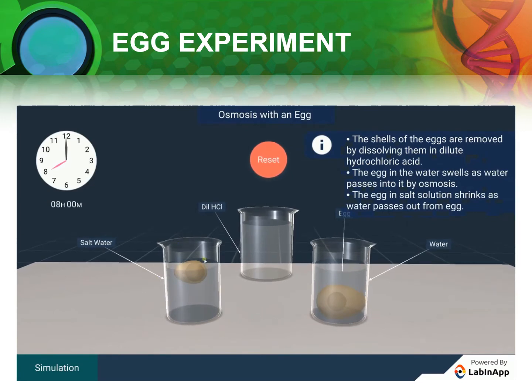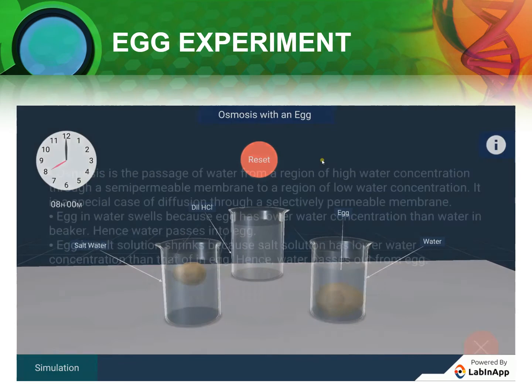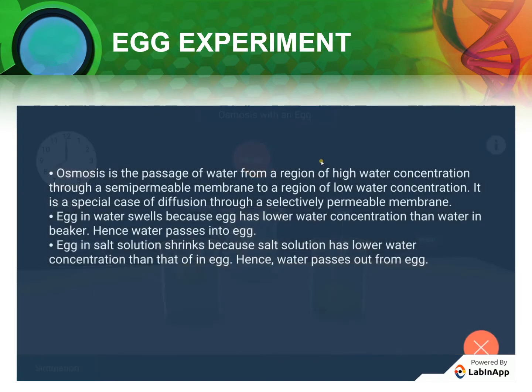Here, the water passes out of the egg solution into the salt water because the salt water has a lower water concentration. Hence, in this activity, we have seen two cases of osmosis with an egg, wherein water passes from a region of high water concentration through a semi-permeable membrane to a region of low water concentration.